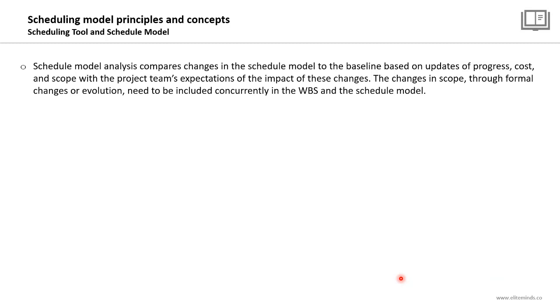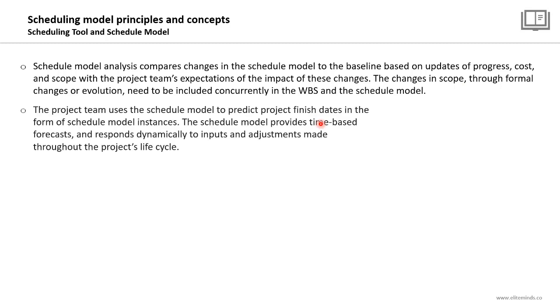Schedule model analysis compares changes in the schedule model to the baseline based on updates of progress, cost, and scope with the project team's expectations of the impact of these changes. So once we have the schedule model as an output of the planning phase in the project, we will do some schedule model analysis activities to compare any changes in the project and to monitor the project execution and the project plan. The changes in scope through formal changes or evolution need to be included concurrently in the work breakdown structure and definitely in the schedule model.